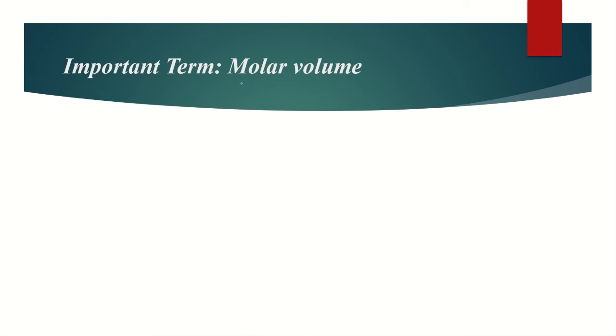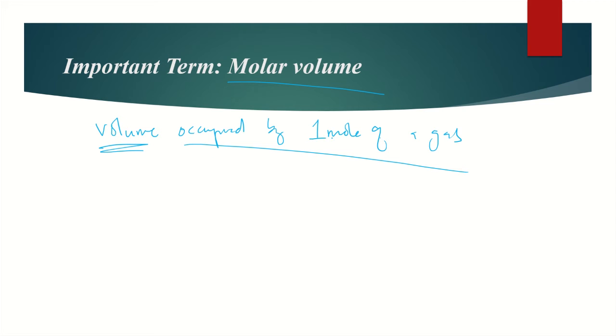Now there's one important term we have to bear in mind, that is molar volume. Molar volume is the volume occupied by 1 mole of any gas. And it says that 1 mole of any gas will occupy 22.4 liters of volume. So once again, 1 mole of any gas will occupy 22.4 liters, and that is what we call molar volume.